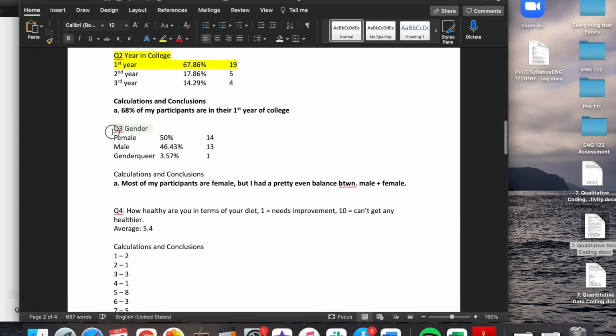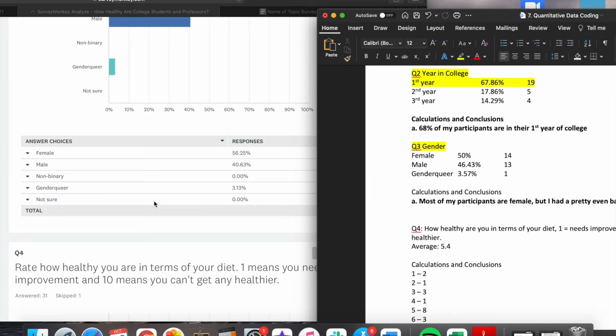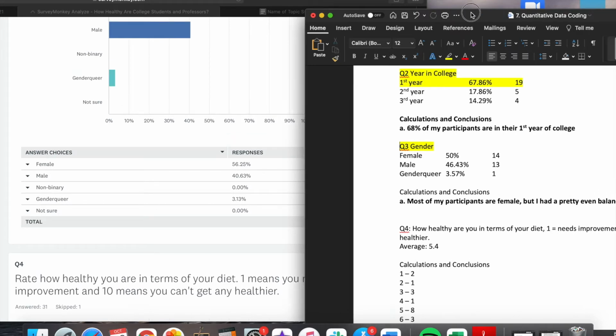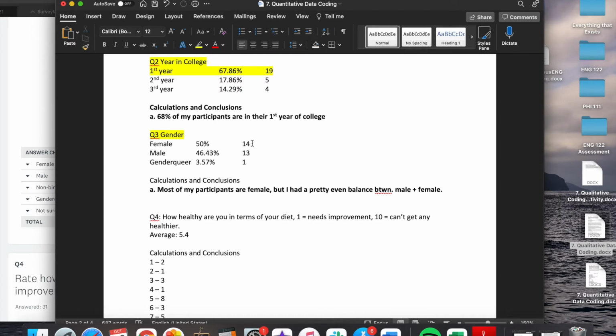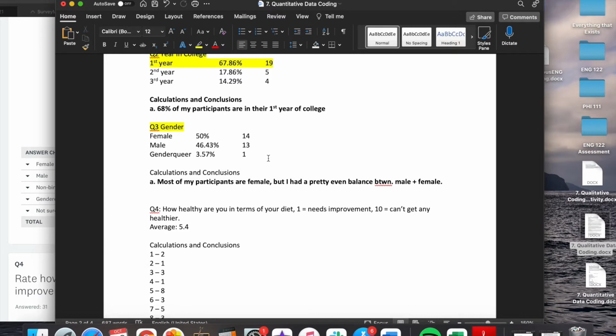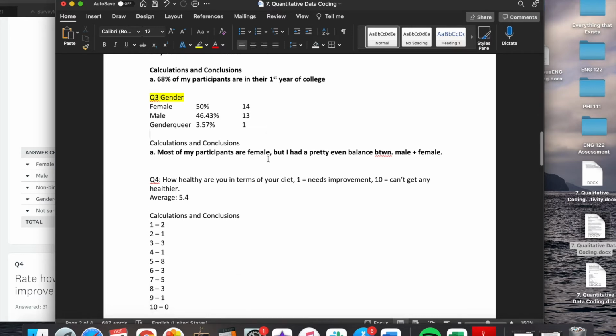All right, so then I have question 3 for gender. And again, go back to SurveyMonkey. What are my percentages? Put them on this document. So, 50% of my participants identified as female, so I put that, but I had a good balance, right? I mean, 46 isn't far from 50. One is 13, one is 14, so it doesn't really make too much of a difference.